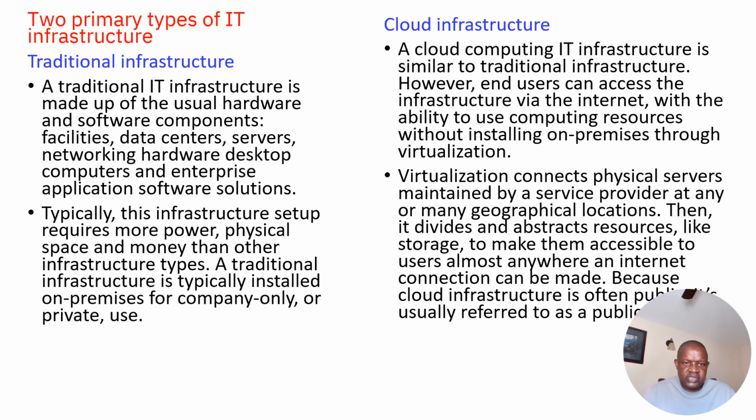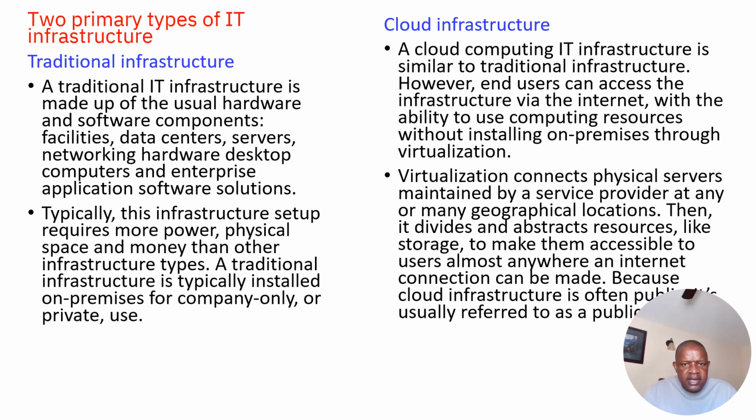We have traditional infrastructure. A traditional IT infrastructure is made up of the usual hardware and software components: facilities, data centers, servers, networking hardware, desktop computers, and enterprise application software solutions. Typically, this infrastructure setup requires more power, physical space, and money than other infrastructure types. A traditional infrastructure is typically installed on premises for company only or private use.